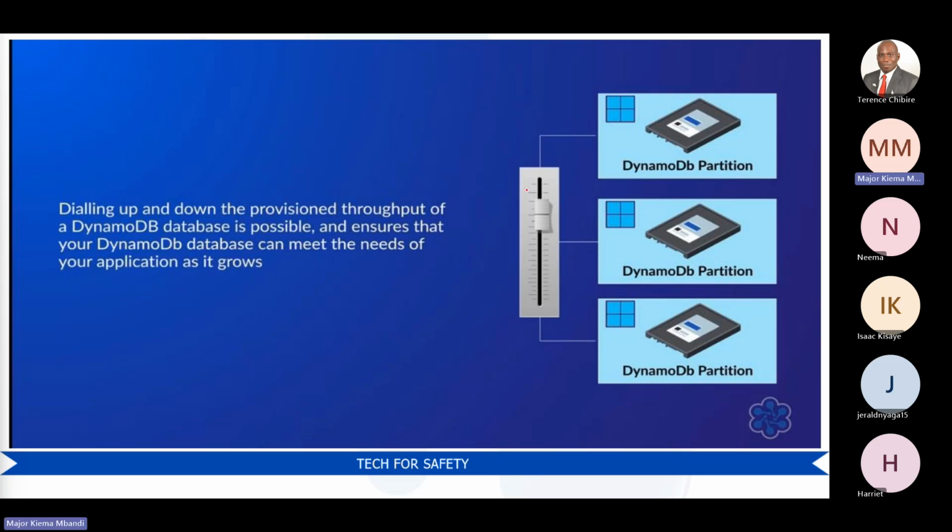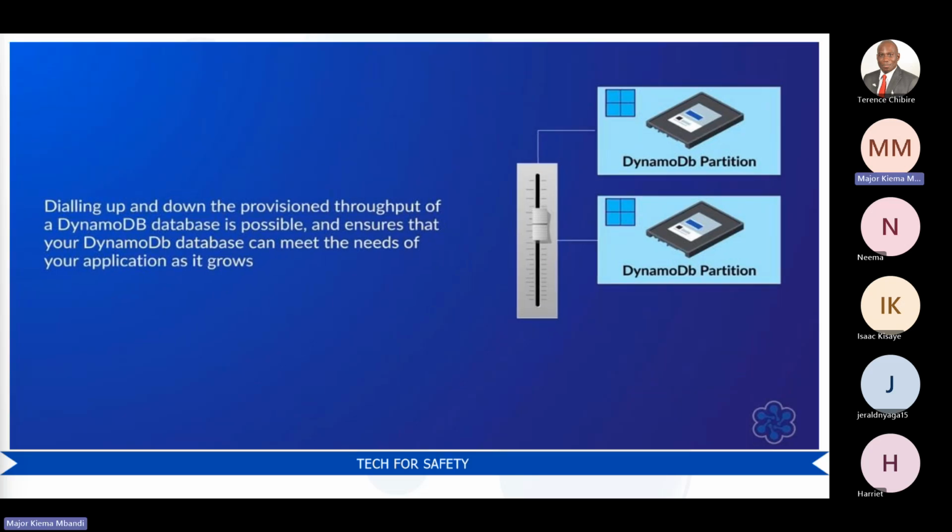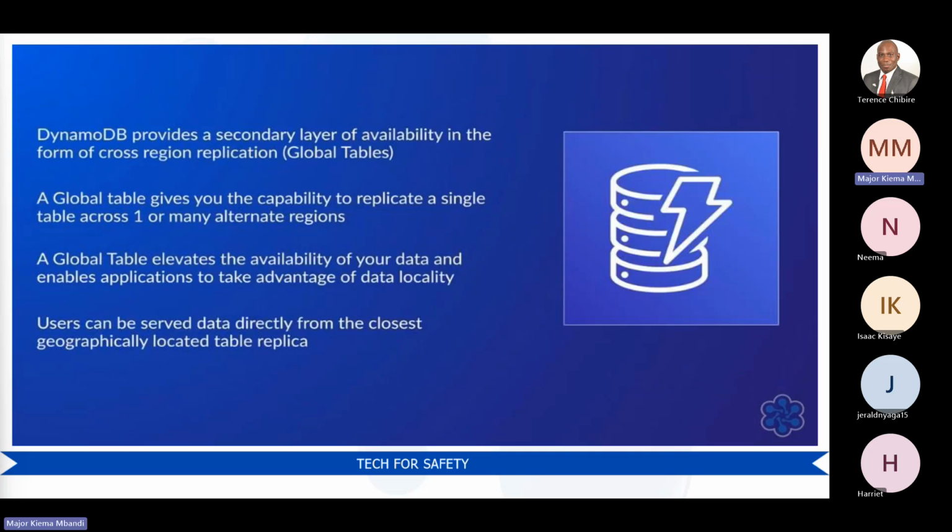And this is offered by DynamoDB. You don't need to configure it, you can just enable it. You don't need to go and do it manually. So Dynamo provides a secondary layer of availability in the form of cross-region replication, global tables, and global tables give you the capability of replicating a single table across one or many alternate regions. So global tables elevate the availability of your data and enable applications to take advantage of data locality.